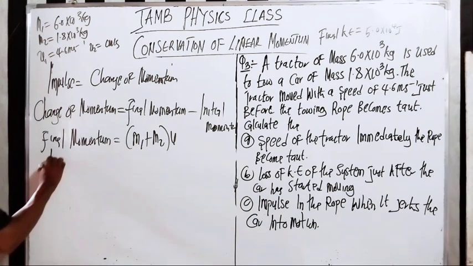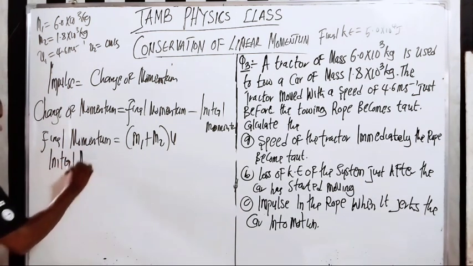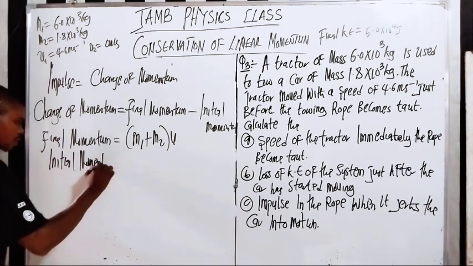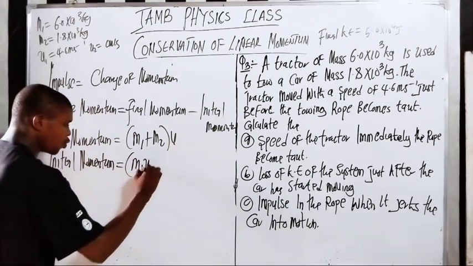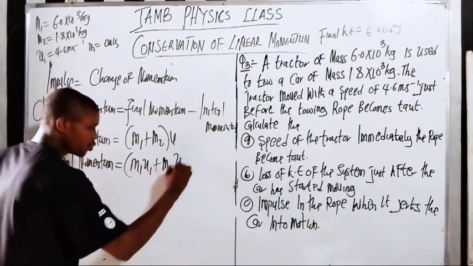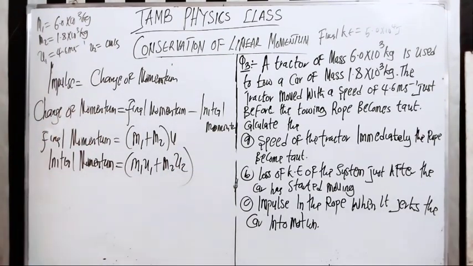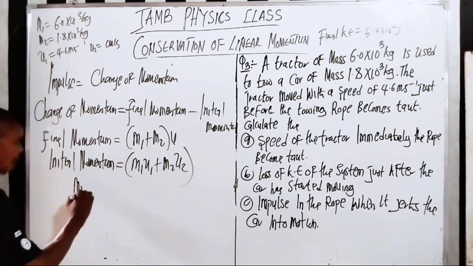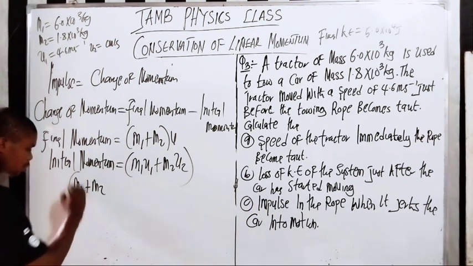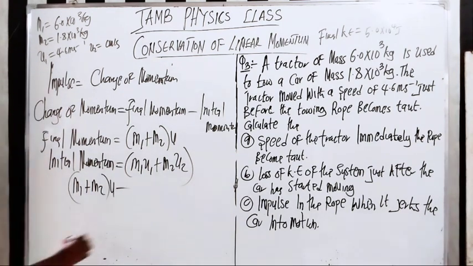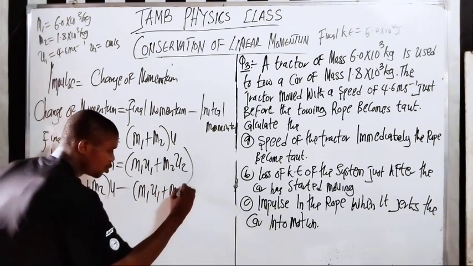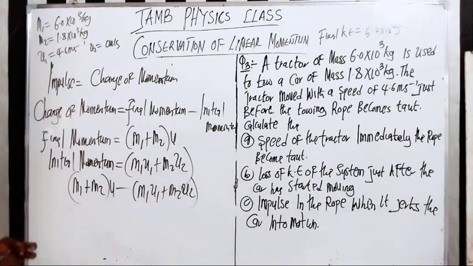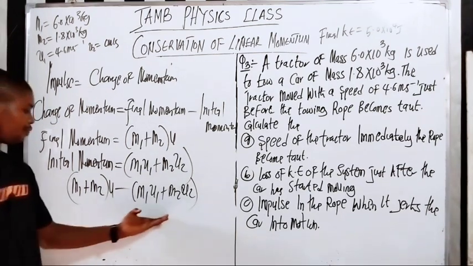Initial momentum equals M1 U1 plus M2 U2. That is it. So it's going to be (M1 plus M2) V minus (M1 U1 plus M2 U2). Do you understand? So you just substitute your values here.